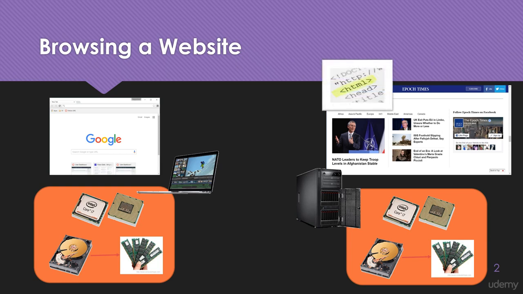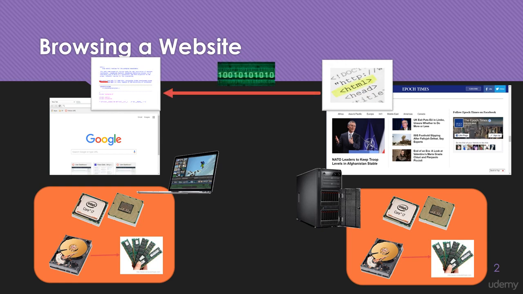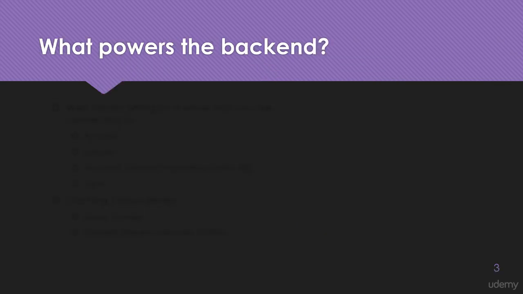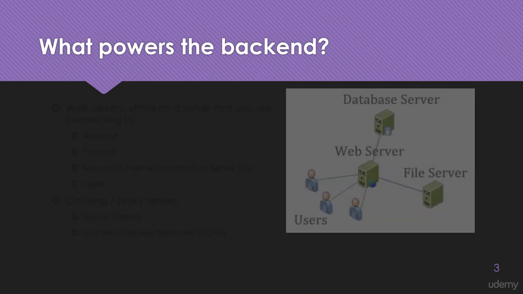The data is in HTML format, and your browser, which is written in C or some other programming language, downloads that data, which underneath the hood is all really bits and bytes, like we learned earlier. Okay, so now that that's how a website is loaded on your laptop or desktop, what really powers the backend? What really powers server software?